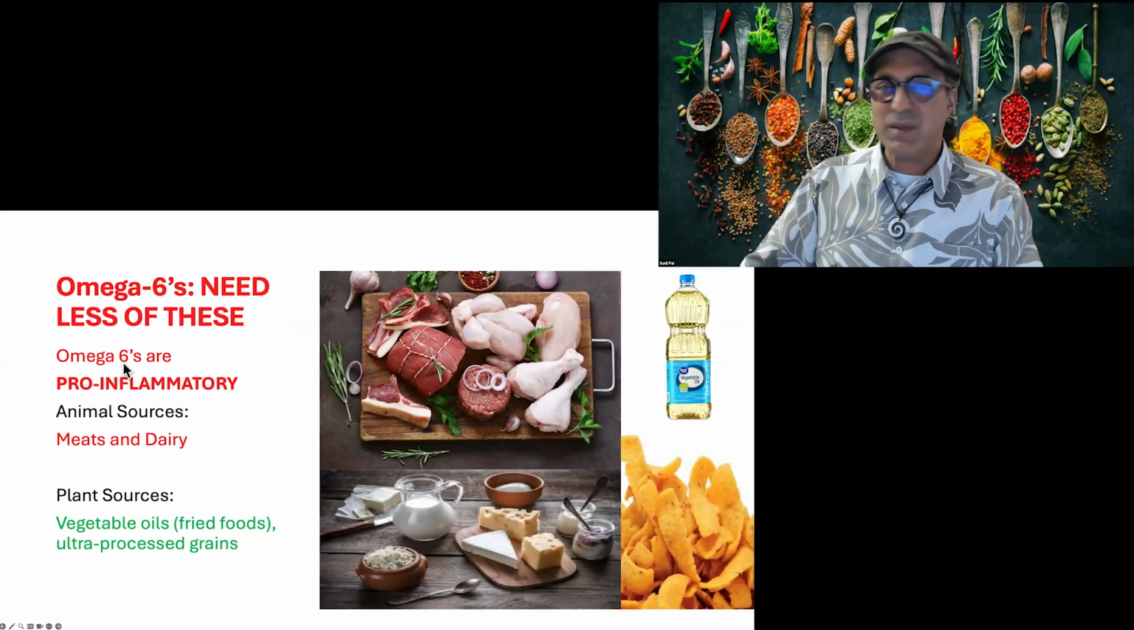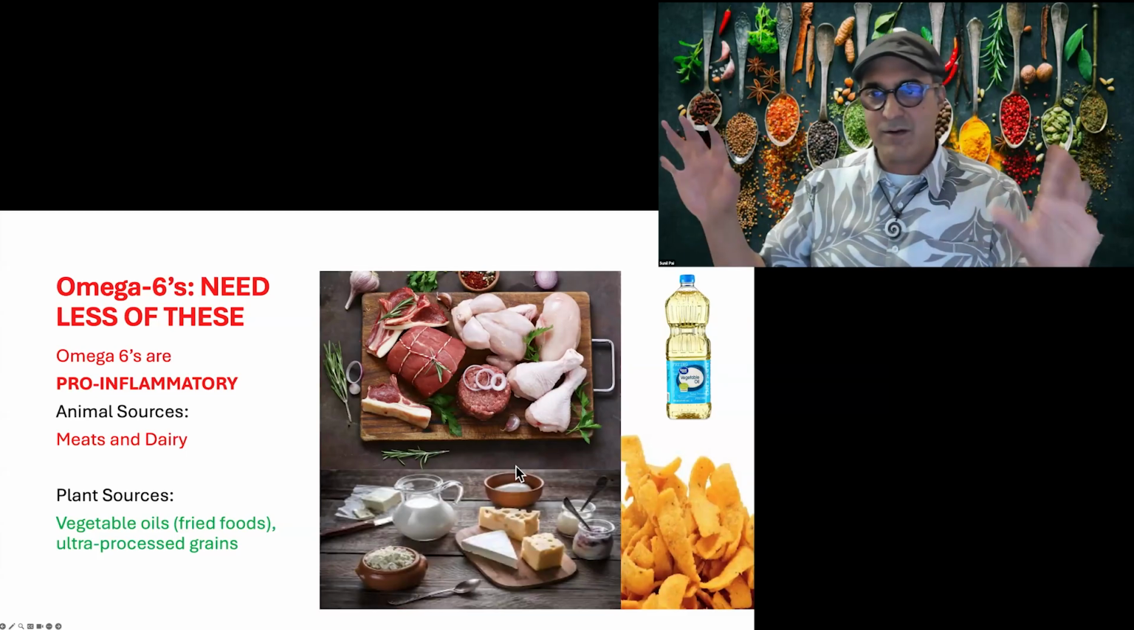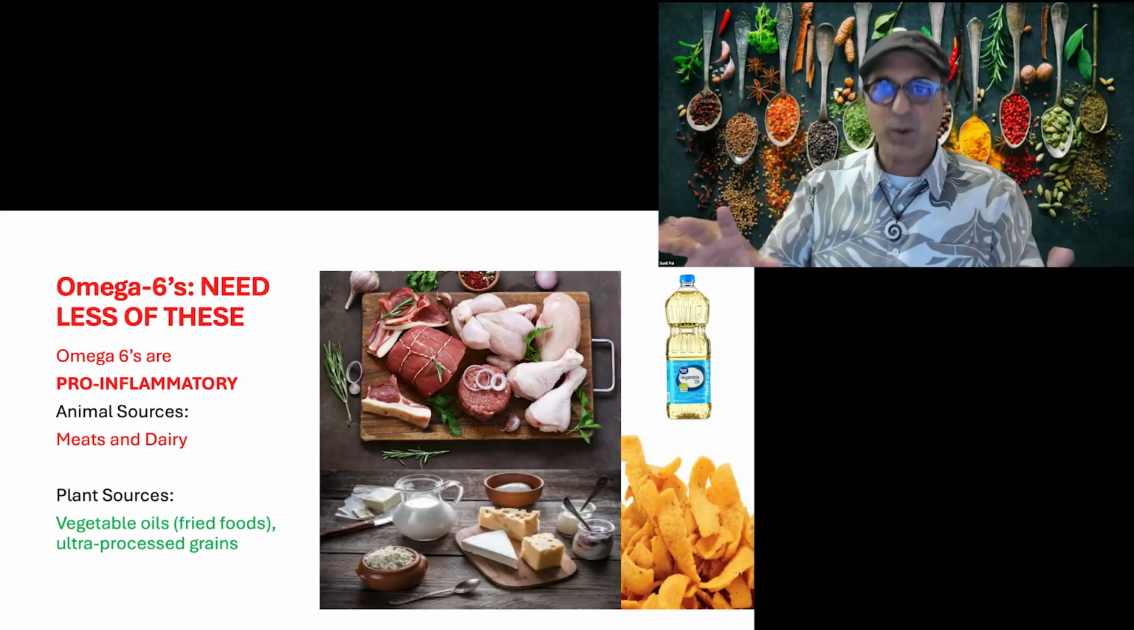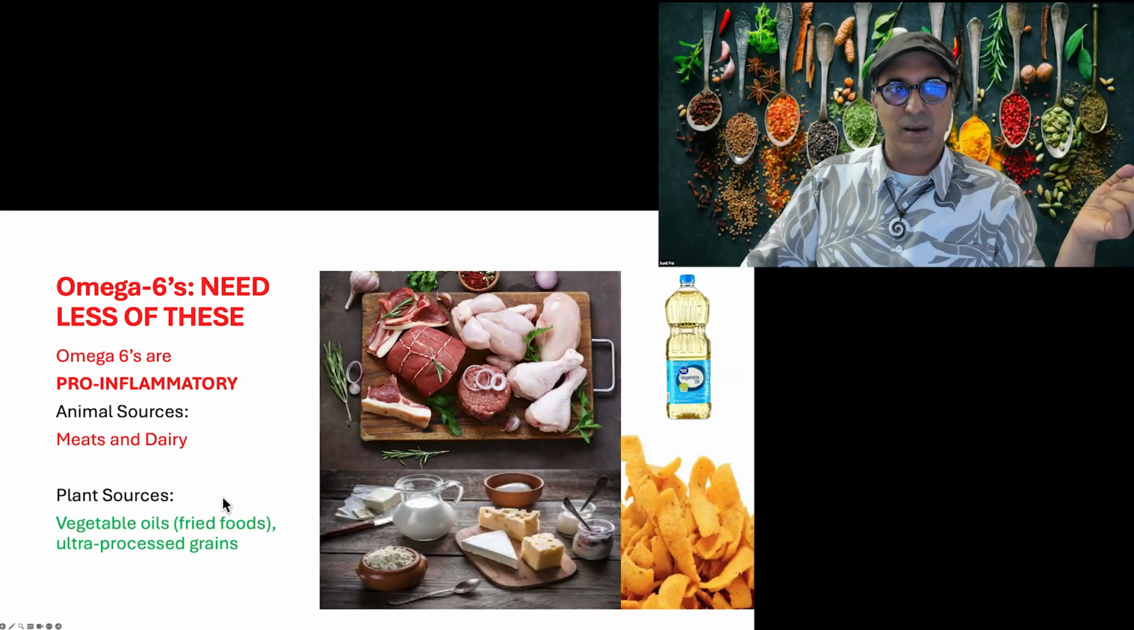Now, omega-6s, we need a lot less of these. We're eating way too much, right? It's pro-inflammatory meat and dairy. And then going from the vegetable side, again, I'm never biased on one thing. We evaluate everything, we call it like it is. There's too much fried foods in America, right? There's too much snack foods in America, right? Ultra processed grains also are high omega-6s.